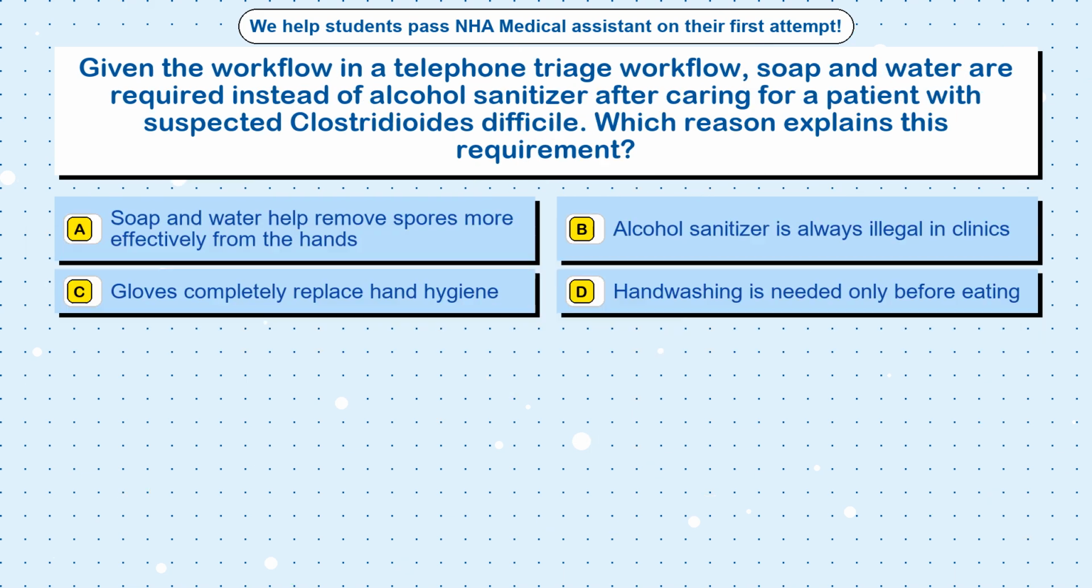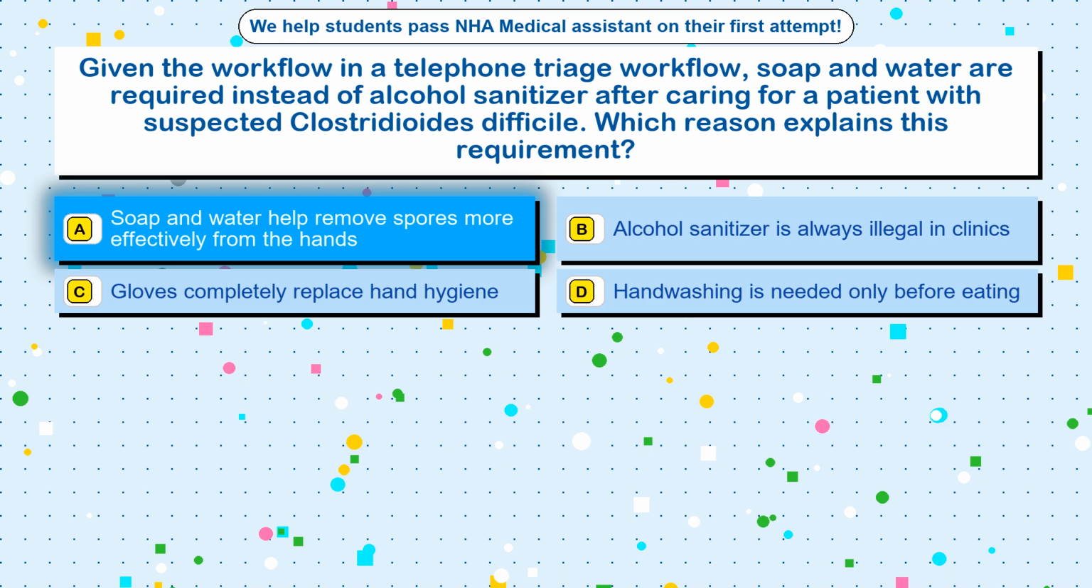Question 93. Given the workflow in a telephone triage workflow, soap and water are required instead of alcohol sanitizer after caring for a patient with suspected Clostridioides difficile. Which reason explains this requirement? Option A, soap and water help remove spores more effectively from the hands. Option B, alcohol sanitizer is always illegal in clinics. Option C, gloves completely replace hand hygiene. Option D, hand washing is needed only before eating. The correct answer is option A.